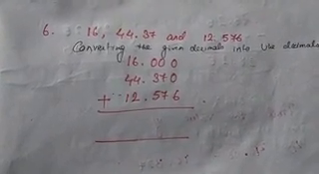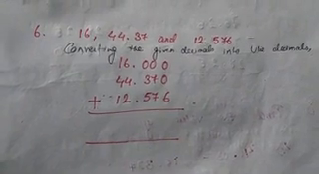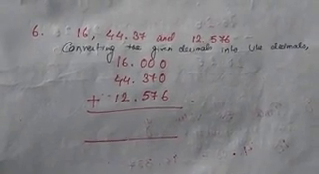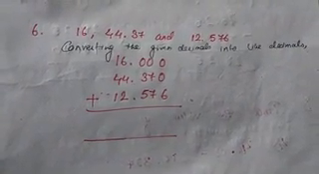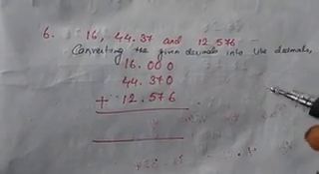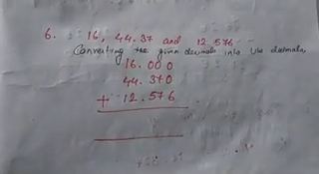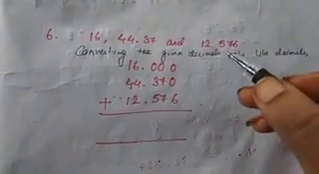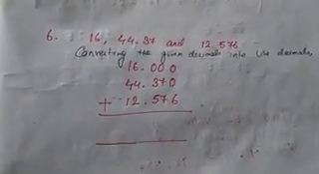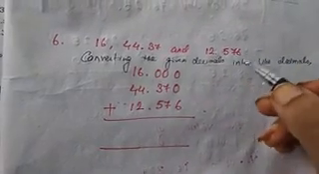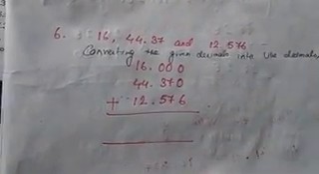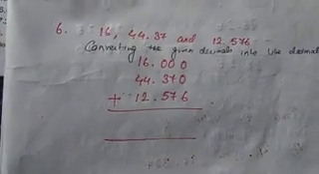Now number 6, the numbers are 16, then 47.37 and 12.576. So these numbers are unlike decimals. So first convert the given decimals into like decimals. 12.576 has the maximum decimal places.